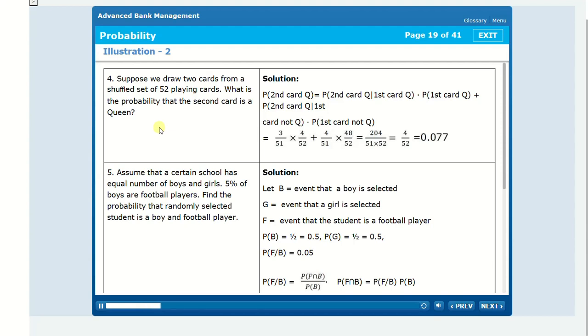Solution. 5. Assume that a certain school has an equal number of boys and girls. 5% of boys are football players. Find the probability that a randomly selected student is a boy and a football player.